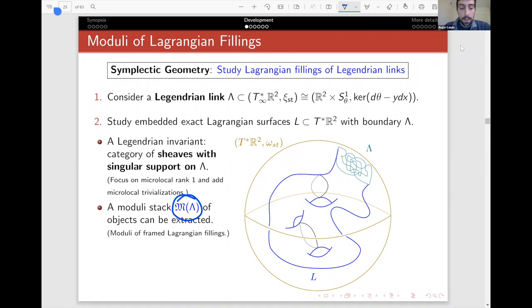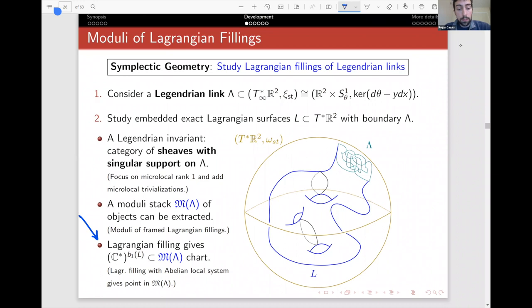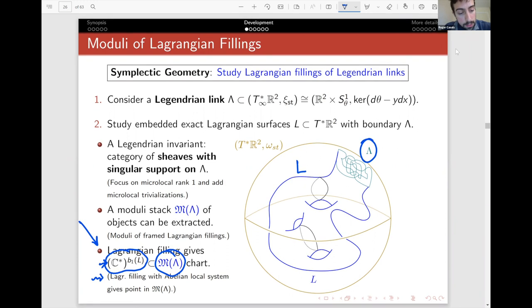Now, what is this moduli of lambda? This is made precise by the next statement: it acts as a moduli of Lagrangian fillings in the following sense. If I have a Lagrangian filling L for lambda, then this automatically gives this chart. It gives a (C^*)^{2g(L)} inside M(lambda). By a moduli, typically people mean that every point parameterizes such an object. This is actually correct once you add local systems. So this C^* chart really should be thought of as H^1 of L with coefficients in C^*, that is, Hom from H_1 to C^*. So that's just C^* representations of pi_1, an abelian rank 1 local system. Another way to say it is that a Lagrangian filling endowed with an abelian local system gives you a point in this moduli.